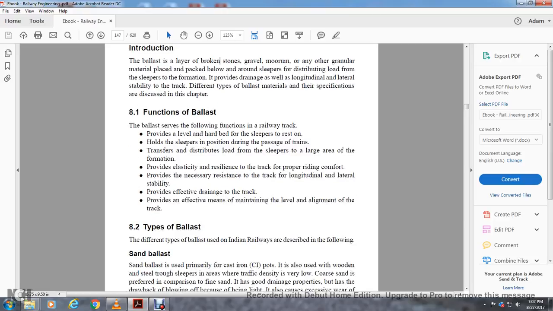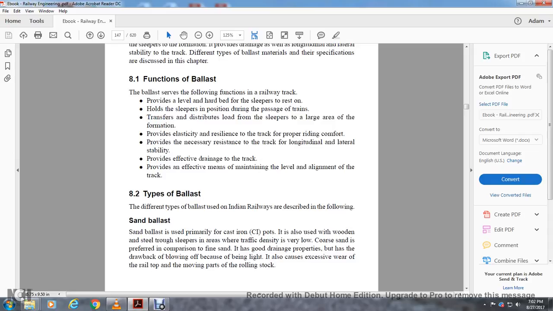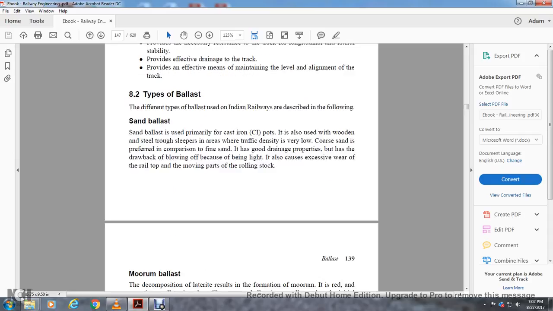8.2. Types of ballast. The different types of ballast used on the Indian railways are described as follows. Sand ballast is used with cast iron pot sleepers and also with steel trough sleepers. On tracks with light traffic, coarse sand is preferred to fine sand for its good drainage property, but it has the drawback of blowing off because it is light, and it also causes excessive wear of the rail top and the moving parts of the rolling stock.